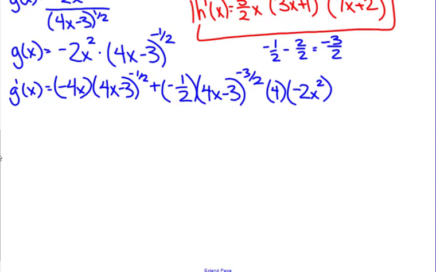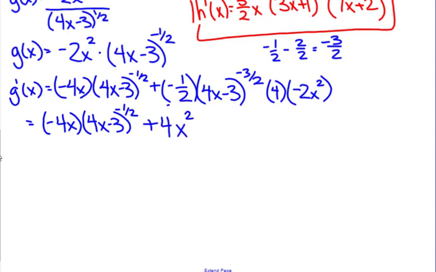Okay, and so now we're going to simplify. I'm going to keep my negative 4x here, (4x minus 3) to the power of negative 1/2. Then I'm going to look at my other side. I've got negative 1/2 times 4, which is going to give me negative 2, times another negative 2. So that's going to be positive 4x squared. What I did is I multiplied those three terms together. And I'm left with (4x minus 3) to the power of negative 3 over 2.